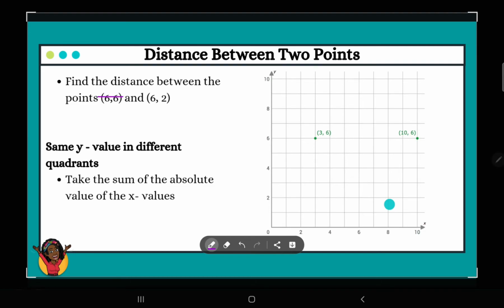Find the distance between the points 6, 6 and 6, 2. Oh, this should actually be 3, 6 and 10, 6, as shown in our graph.